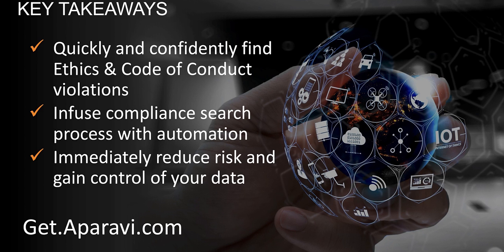So you can see how Enron could have used the Aparavi platform to identify ethics and code of conduct violations quickly and confidently, infuse their compliance search process with automation, and immediately reduce their risk to gain control of their data.